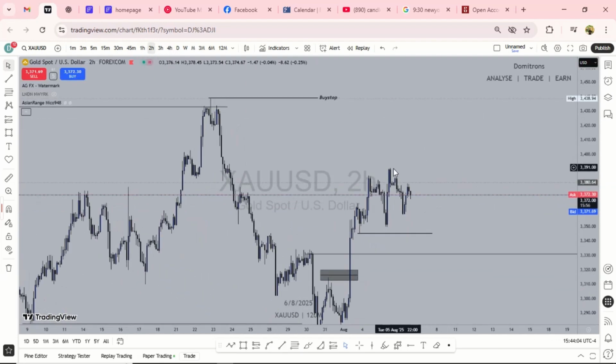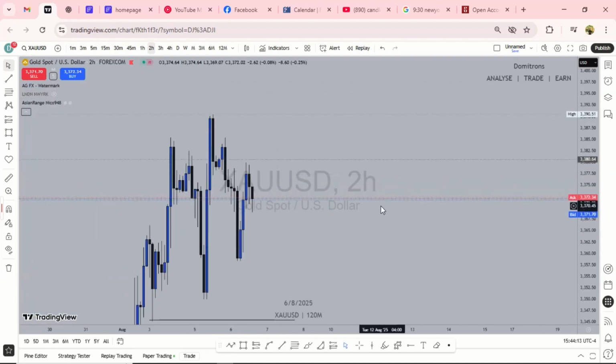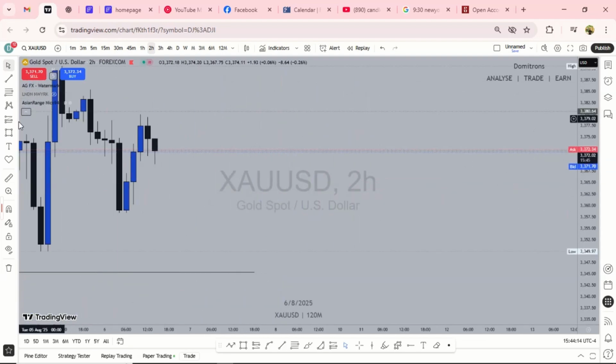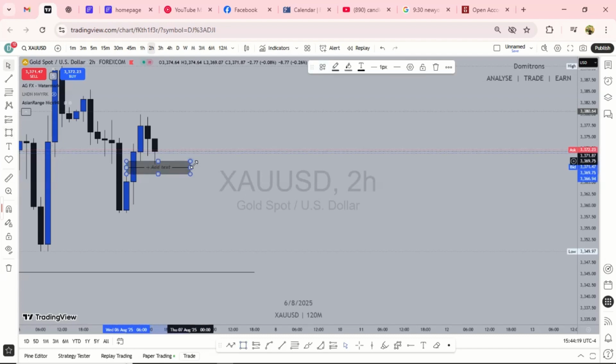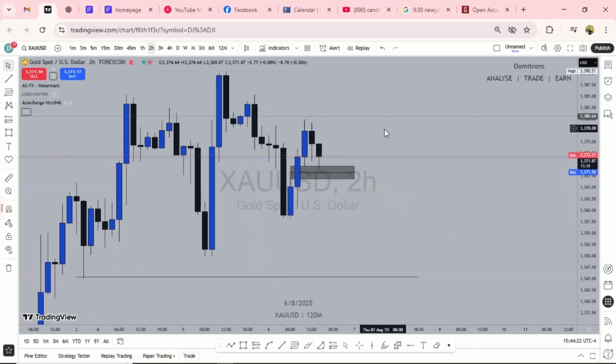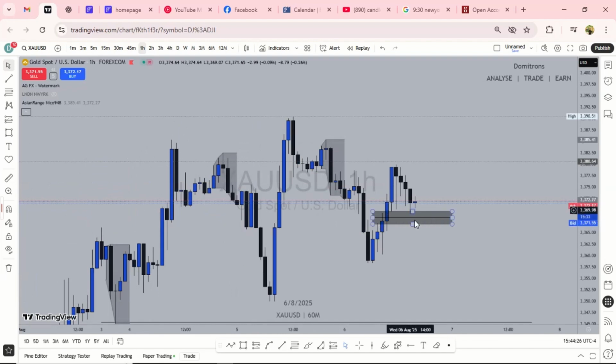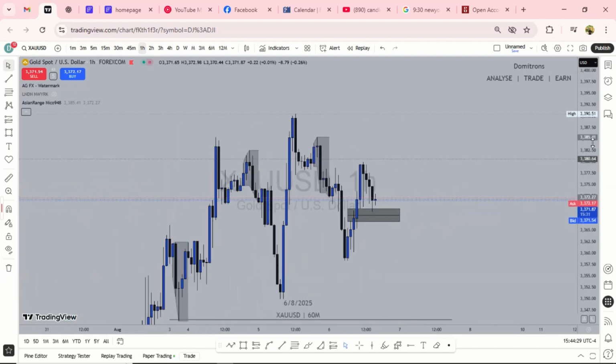2-hour time frame. This is what we have. This is Monday's low, this is Tuesday's low, and this is Wednesday. So tomorrow is Thursday, and what I'm anticipating for tomorrow is that it should use this fair value gap right here from Wednesday to go higher. Down to the 1-hour time frame. This is what we have right here.